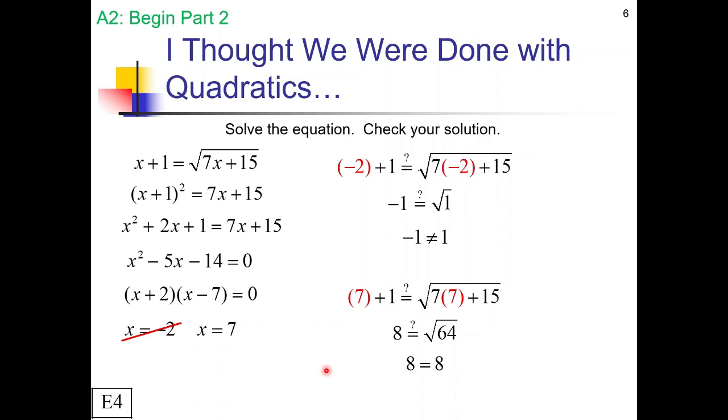Now, just in case you're wondering, if 7 had also turned out to be extraneous and had to be eliminated, then we would just write no solution if none of our answers actually worked out. But fortunately, one of them did.